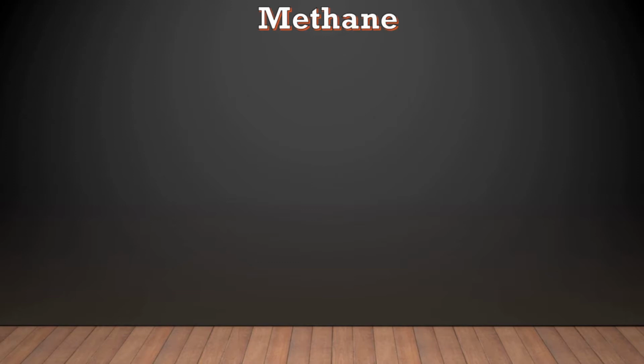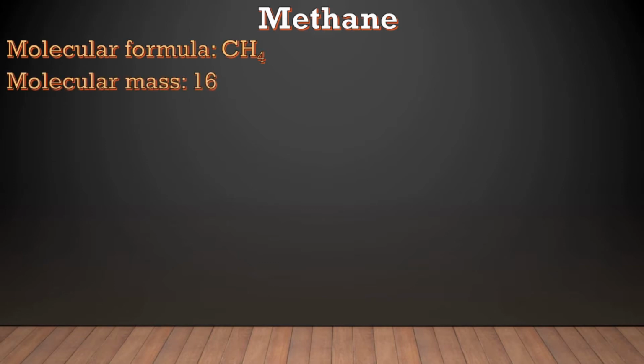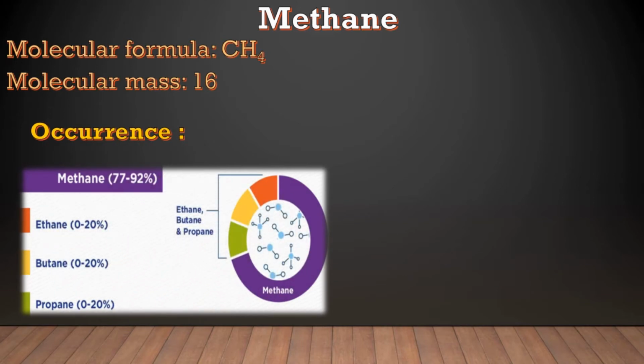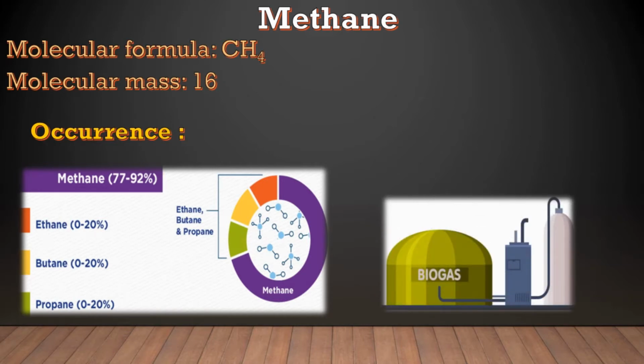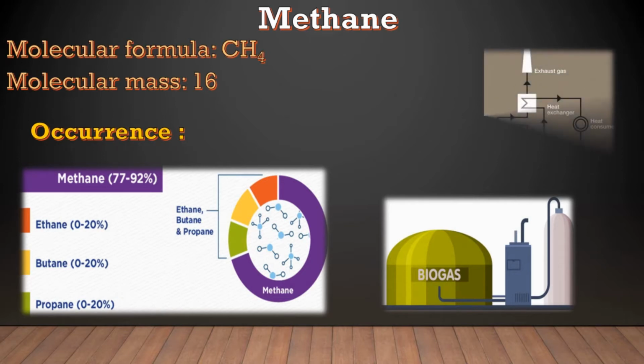Molecular formula of methane is CH4. Its molecular mass is 16. Methane gas occurs in natural gas to the extent of about 87%. Decomposition of organic matter in the absence of air produces methane. Methane is present in biogas. Methane is also found in coal mines.